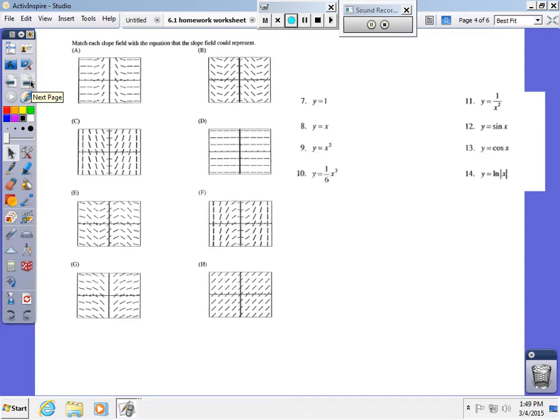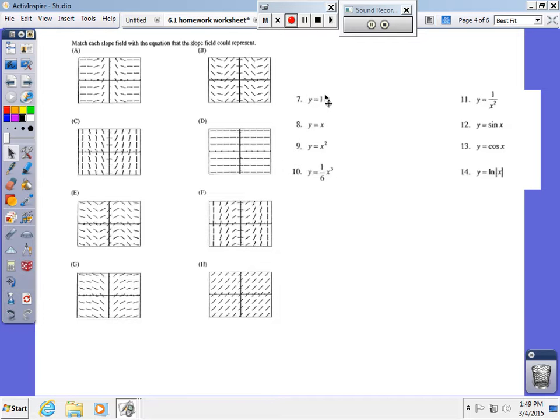They want you to match the slope field with the equation that the slope field could represent. So this is the original equation, and they want to know here, if y equals 1 is your original equation, which of the following could possibly be the slope field for that equation? Okay, now there's two ways to do this. The one is, you know what the equation of y equals 1 is, it's just a horizontal line. And the slope field where there's all horizontal lines here would be part D.